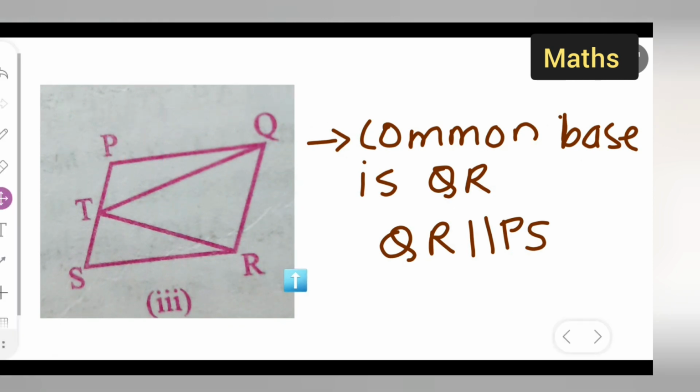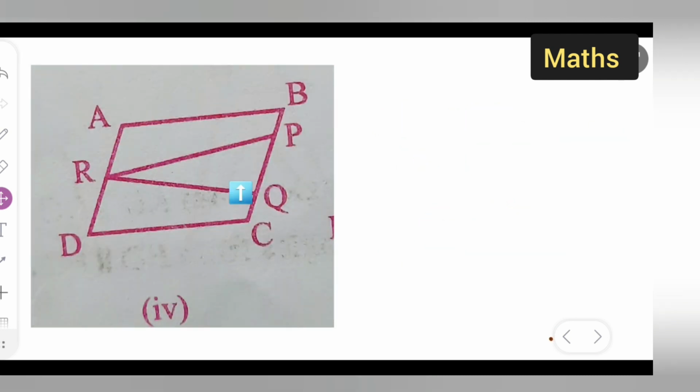Now moving towards the fourth one. Here, can you see anything common? No, there is no common base, no common parallel, and there is no parallel line also. So your answer is directly no.